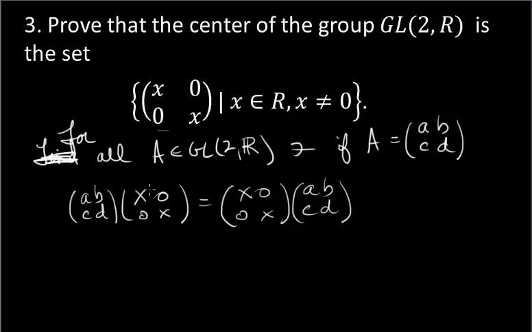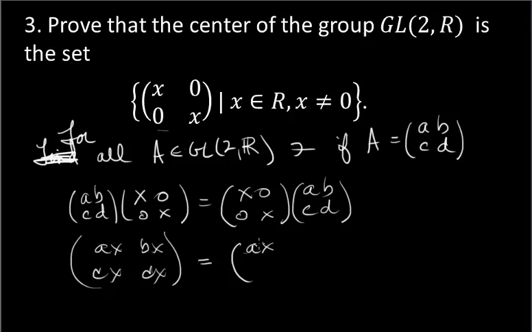Compute this and you get AX here, and then you have BX here. And here we have CX. And here we have DX. And on this side you'll get the same thing. We have AX, and then BX, and CX, and DX. So you could say this is true because they have the same entries. So I think I will stop there.